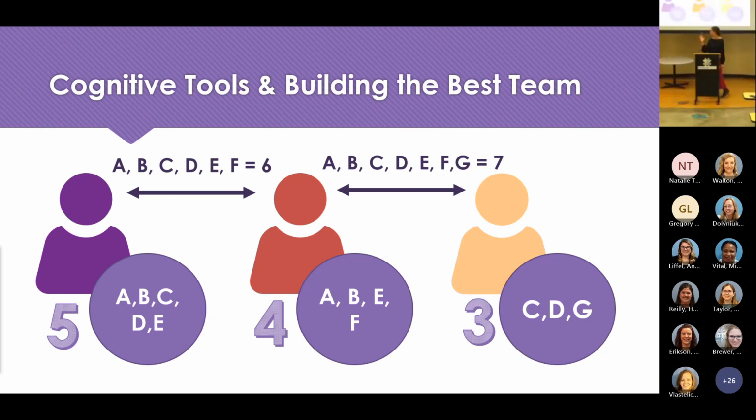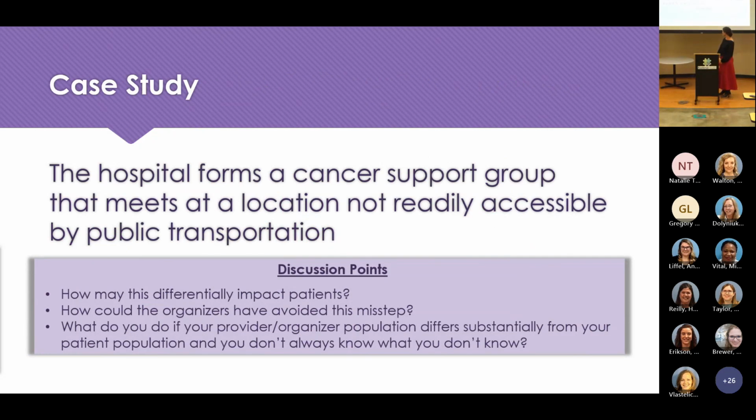Absolutely. So moving from this demonstration of the value of not just the individual skill set, but of putting together a team of unique skill sets that can add up to more, we want to move into a case study. In this example, the hospital forms a cancer support group that meets at a location not readily accessible by public transportation. The questions are: how may this differentially impact patients? How could the organizers have avoided this misstep or overlooking this detail?